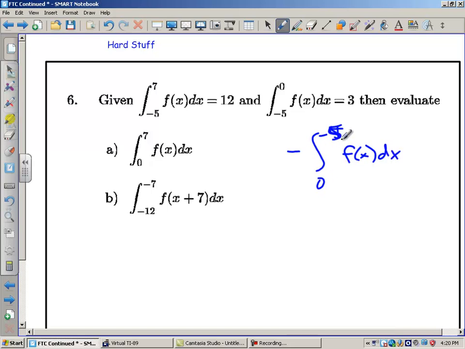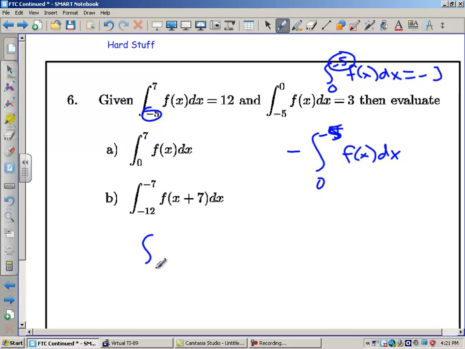So if we turn these limits around, then we know that the integral from 0 to negative 5 of f of x would equal negative 3. Why did I turn that around? Because now I've got an integral from 0 to negative 5 and then negative 5 to 7. And this is an example, if you go back to your properties of integrals, where this intermediary value does not have to be between 0 and 7.